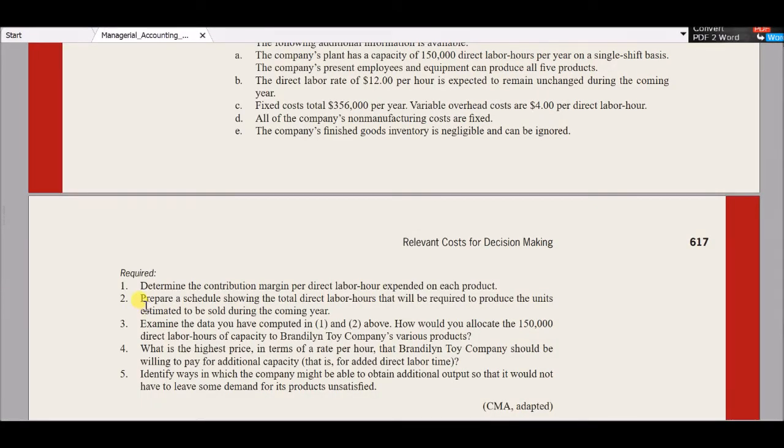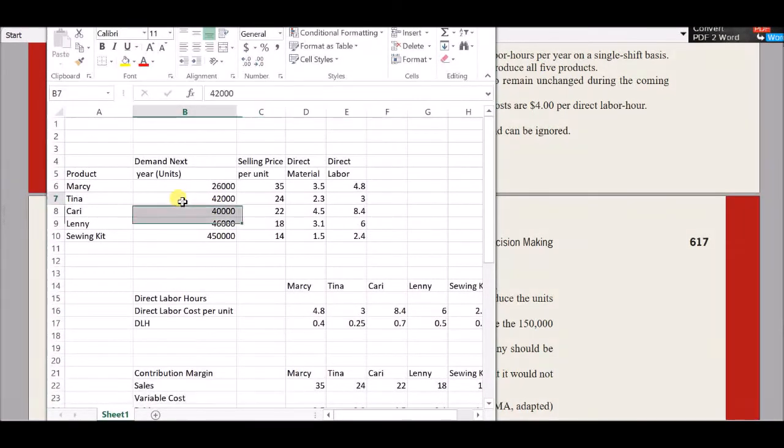The second requirement is the calculation of the total direct labor hours required to make all the 5 products in the coming year. So we have estimated sales for each product. This is the demand for the next year. And then we have the direct labor hours required for each product. We can just multiply both of these and we can get the total direct labor hours required for the next period.